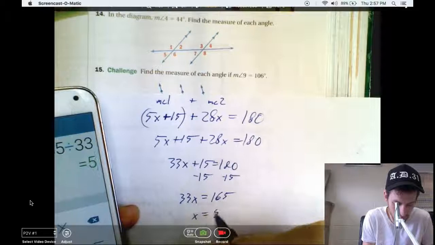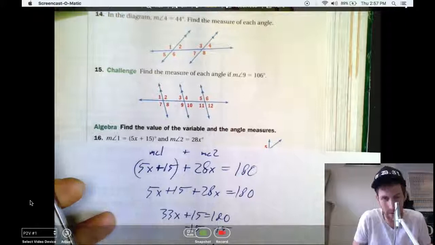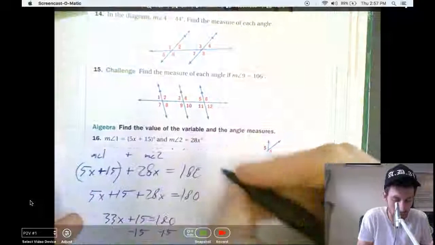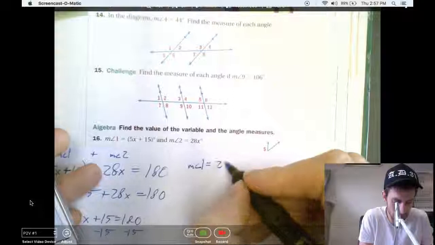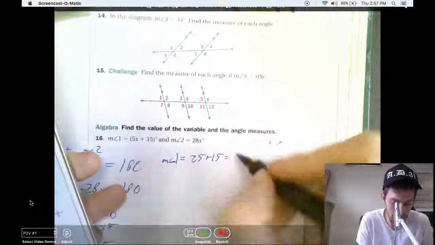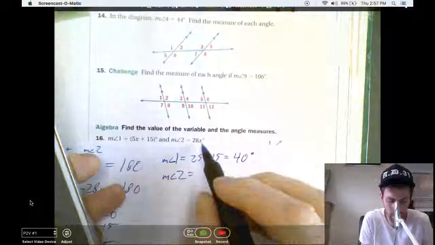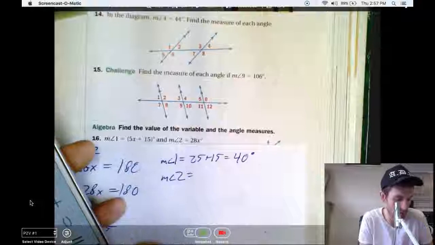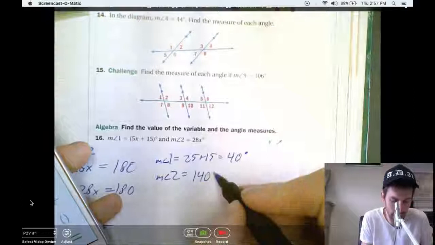Now, we're not done because we just found what x equals. So if x is 5, what is the measure of angle 1? Well, measure of angle 1 would be 5 times 5, which is 25, plus 15, which equals 40. 40 what? 40 degrees. Measure of angle 2. Plug the 5 in for x. 28 times 5 gives you, let's see here, 140. Do those add up to 180? 40 and 140? Yes, they do.